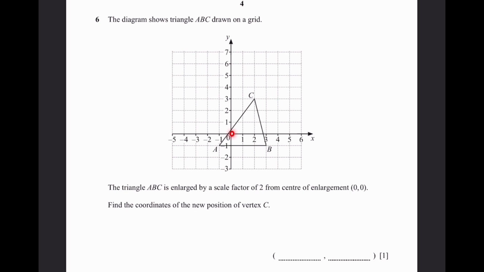So, if we take this distance from (0, 0) to the point C, which is (2, 3), and because the scale factor is 2, we multiply it by 2, the same distance. Go up 3 times again, and then go right 2 times to come to point (4, 6). That'll be the new point C. That's the answer.